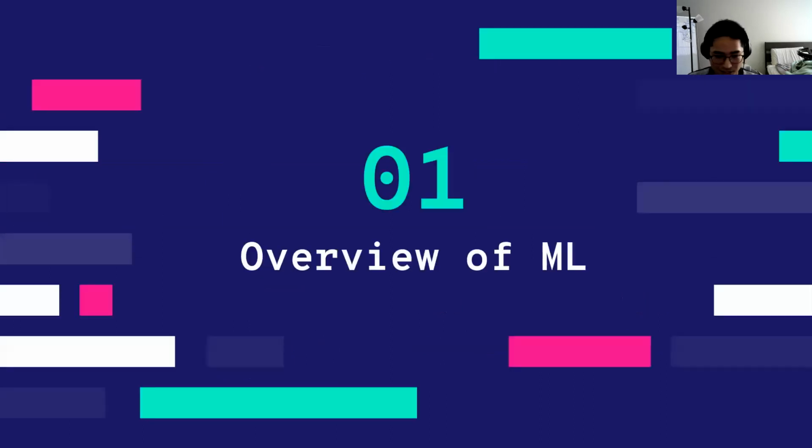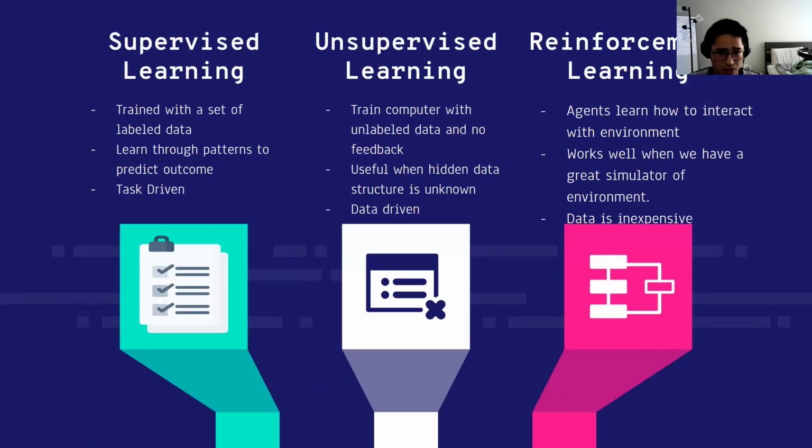Here's the overview of ML, which was introduced in our first workshop. There are three different problems that you'll be facing when you deal with machine learning. You have supervised learning, which is basically a training data set that has a set of labeled data. In unsupervised learning, you have data, but your data is unlabeled, so you have nothing to associate with each data point in your data set.